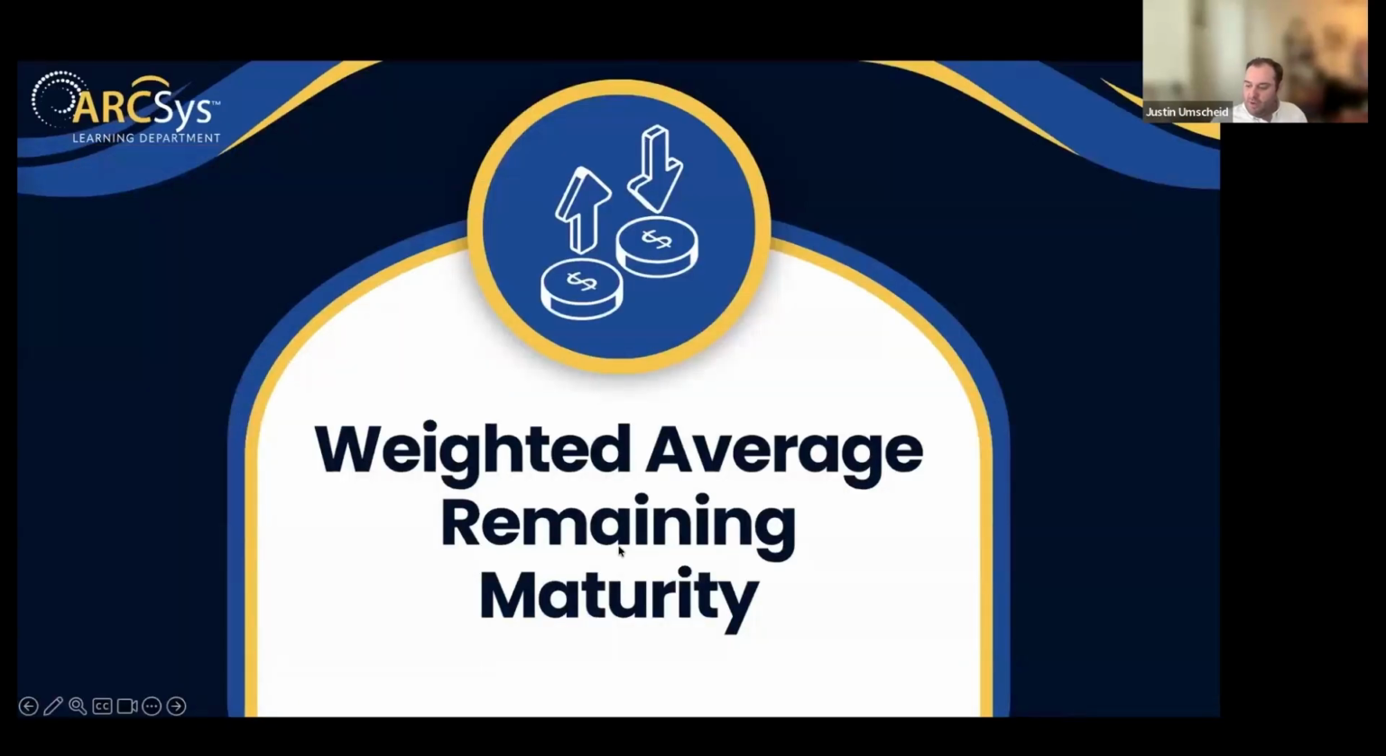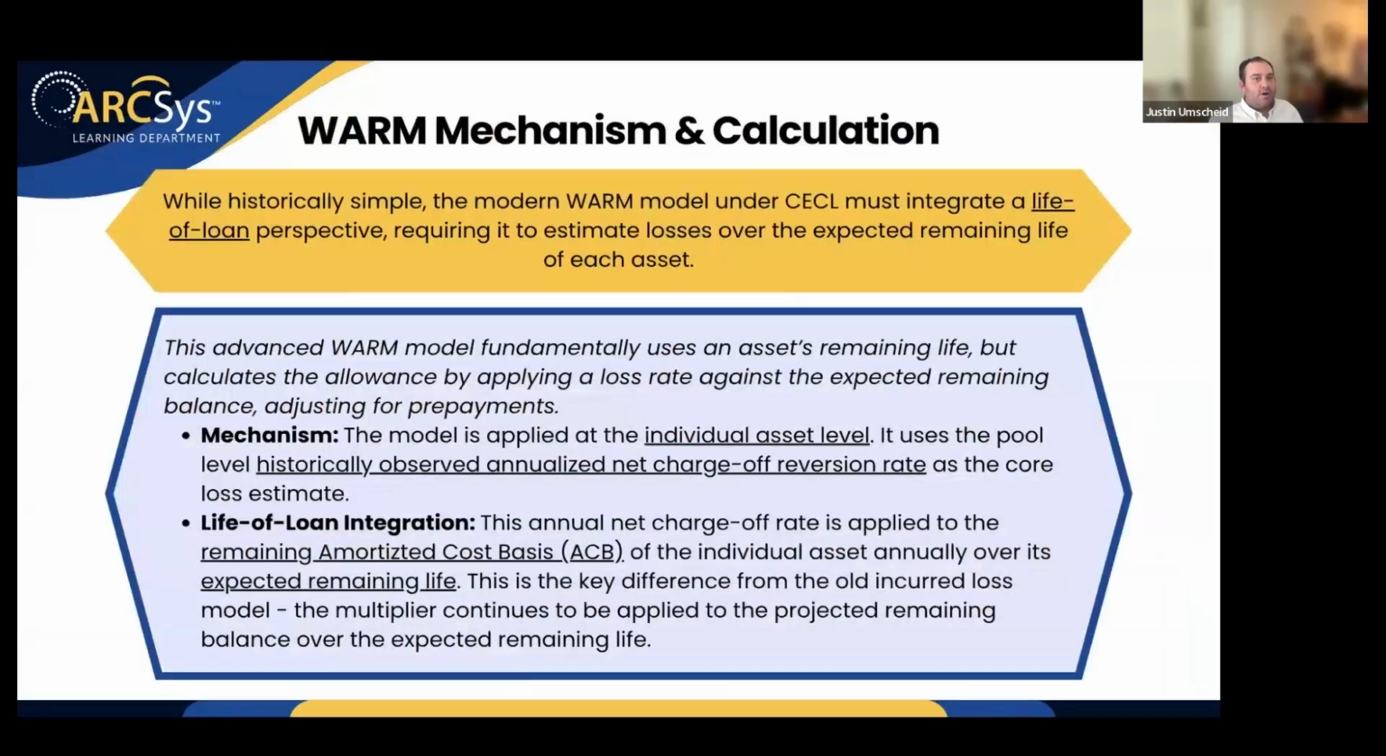All right, we're going to move into weighted average remaining maturity now. So this is our WARM models. This is one of the simpler models, and this model may be good for smaller institutions or for less complex pools. A WARM model is, if you think about what we used to do in the incurred loss model, where we came up with our annualized loss rate, you're basically doing that in a WARM model too. The difference is, instead of using that annualized loss rate and applying it against the balance of the loan today and stopping, you keep repeating that calculation, but into the future.